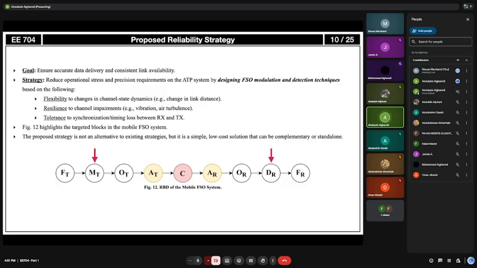Figure 12 highlights the targeted blocks in the mobile FSO system. As you can see here, in our strategy, we focus on the modulation block at the transmitter and the detection block at the receiver. Finally, the proposed strategy is not an alternative to existing strategies, but it is a simple, low-cost solution that can be a complementary or a standalone solution.